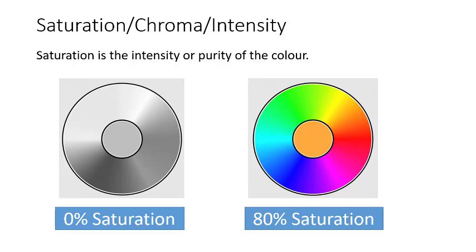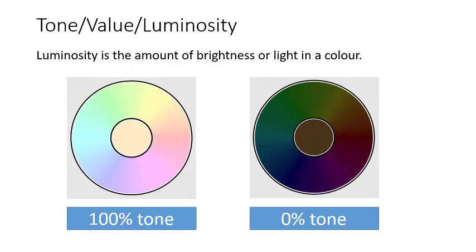The next is the tone, or you call it value, or rather luminosity. It is the amount of brightness or light in a color. You can see the first example we have here. It's 100% tone. You can see that it is extremely bright. Then unlike the other one, 0% tone, you can see it's very dark. We have hue, we have saturation, and we have tone.